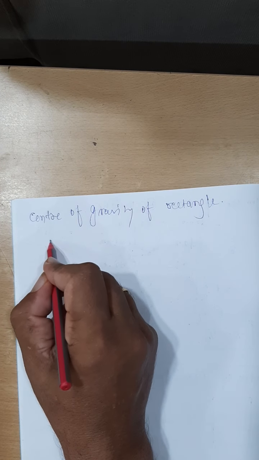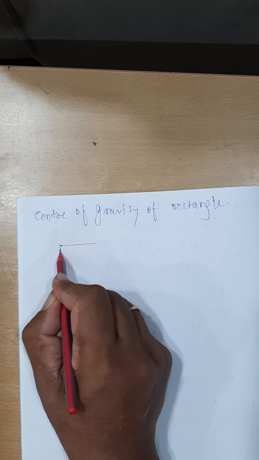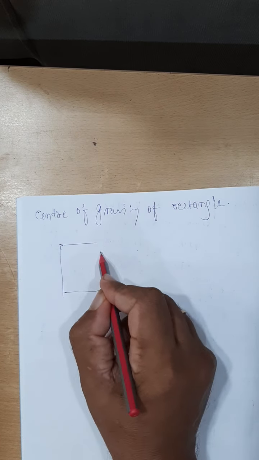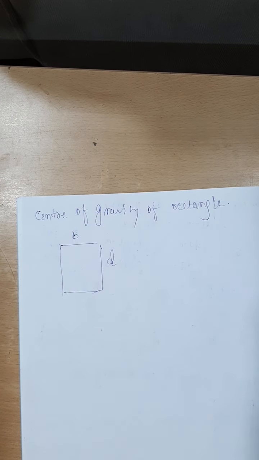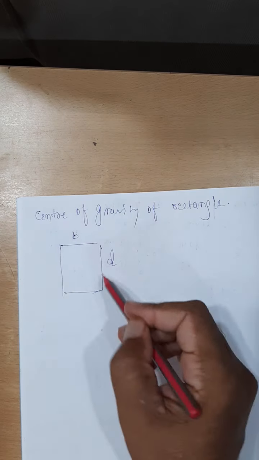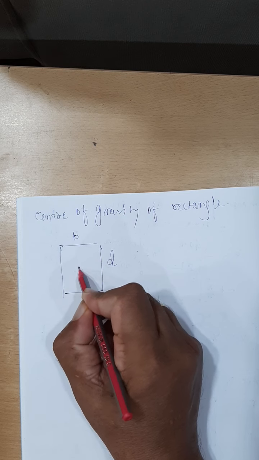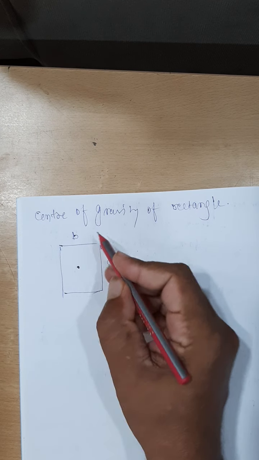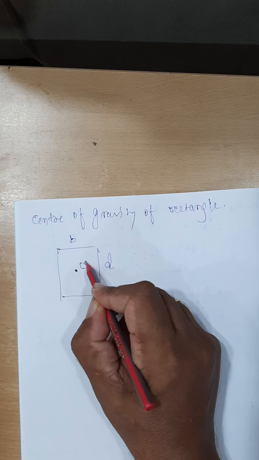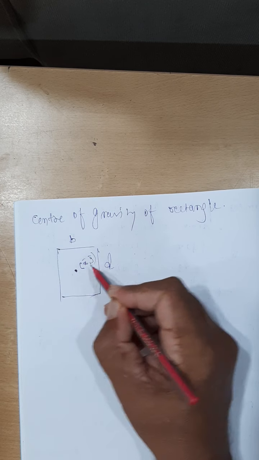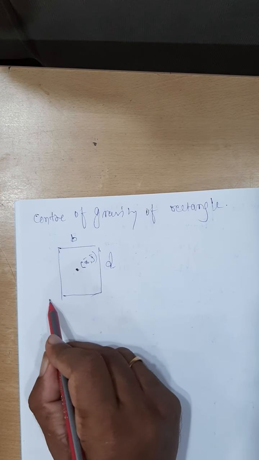What we are doing is, we are given a rectangular element. Consider a rectangular element having the dimensions B and D. I need to locate the center of gravity of this rectangular element. Where its center of gravity is, I don't know. I need to calculate it first. Let it be located with the coordinates x bar and y bar.